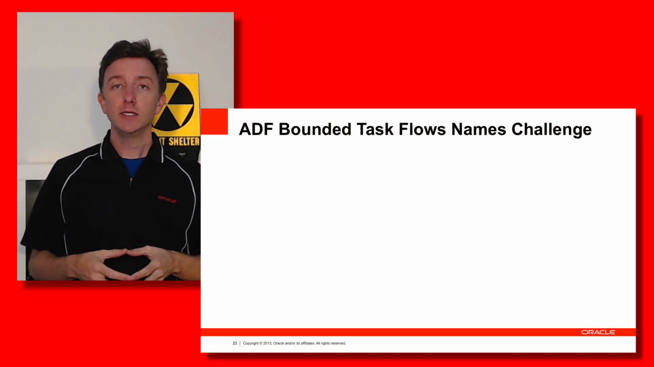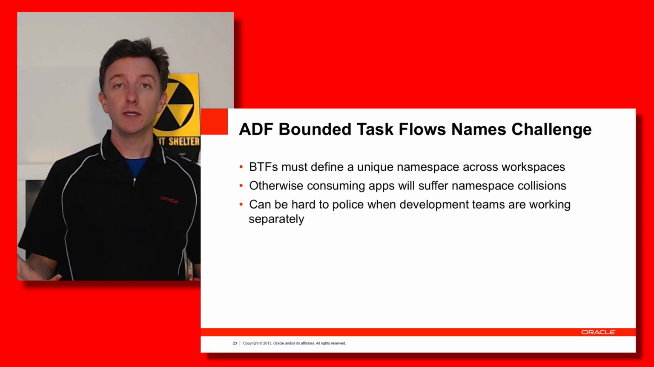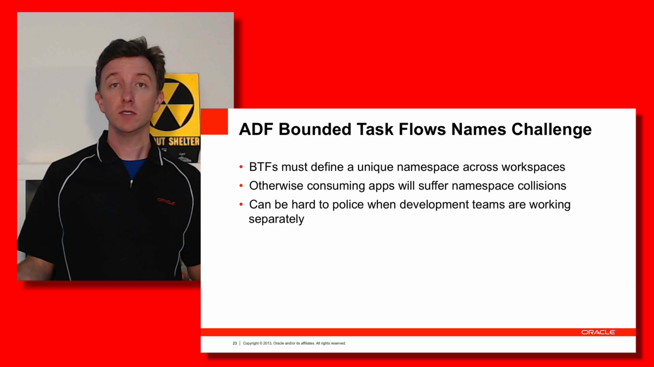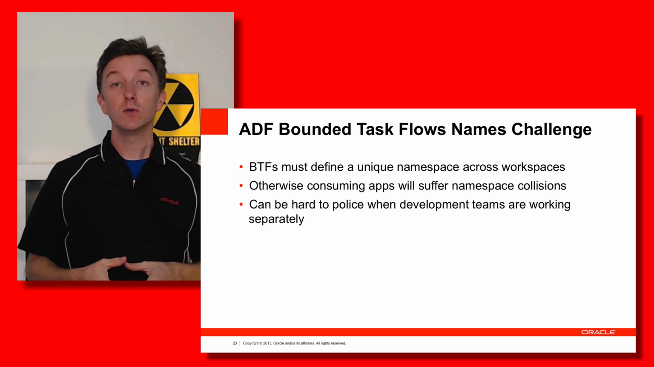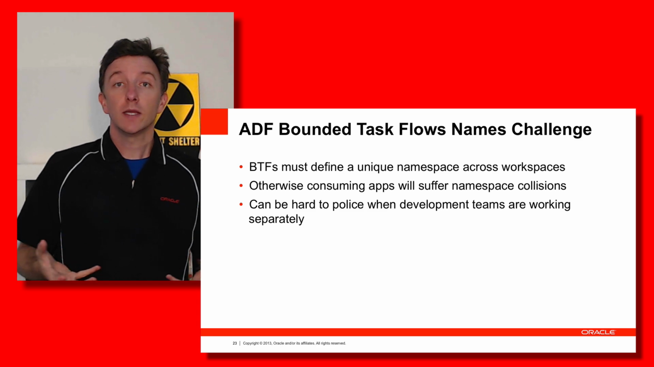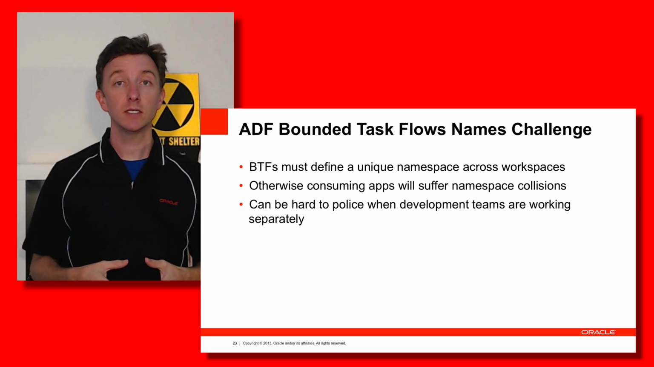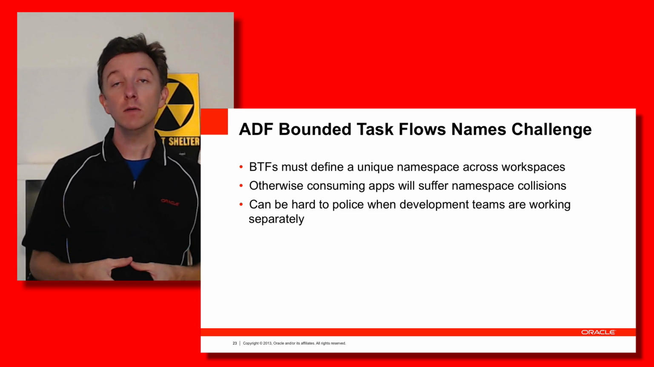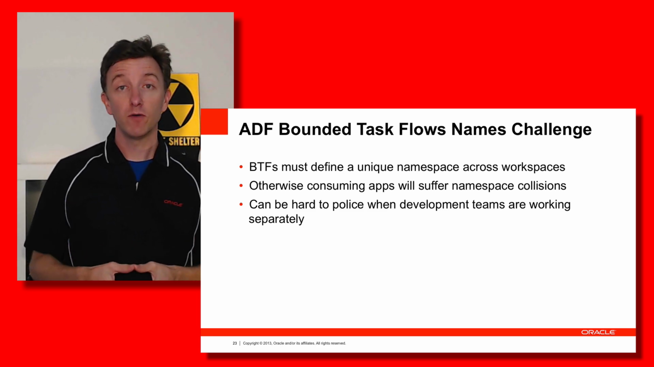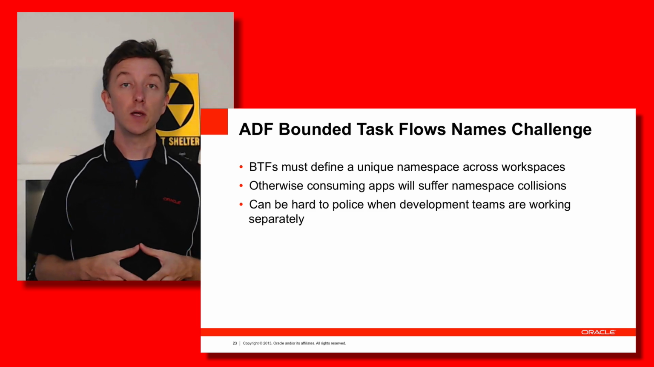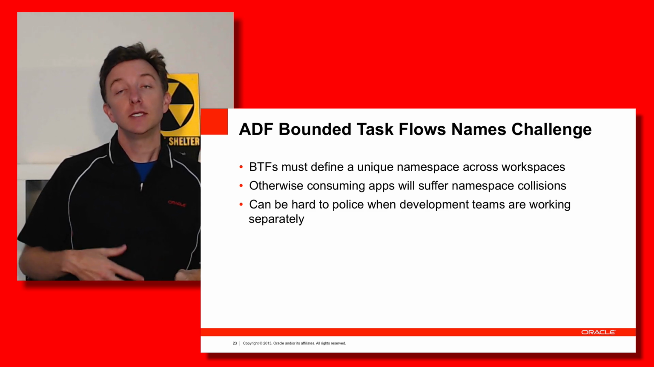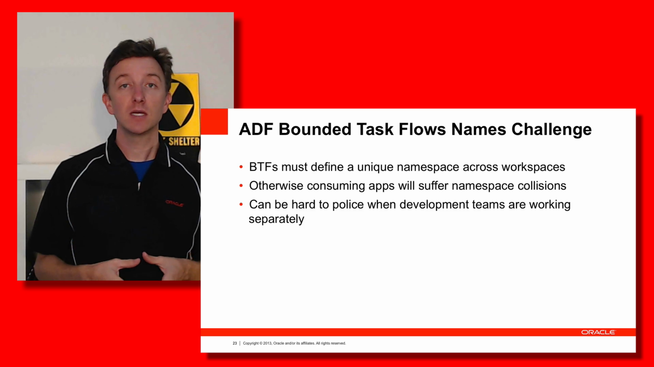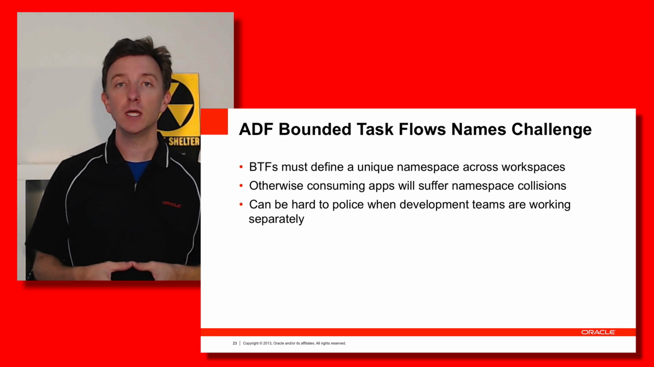When we have applications which are broken up into multiple workspaces with bounded task flows spread across those workspaces, when the team leader or the developer are responsible for assuming those BTF workspaces back into the master workspace, brings them all in through the Oracle JDeveloper resource palette, one of the things it will enforce is that the bounded task flows that we are bringing in have unique IDs. So the namespace for each of the bounded task flows needs to essentially be unique.